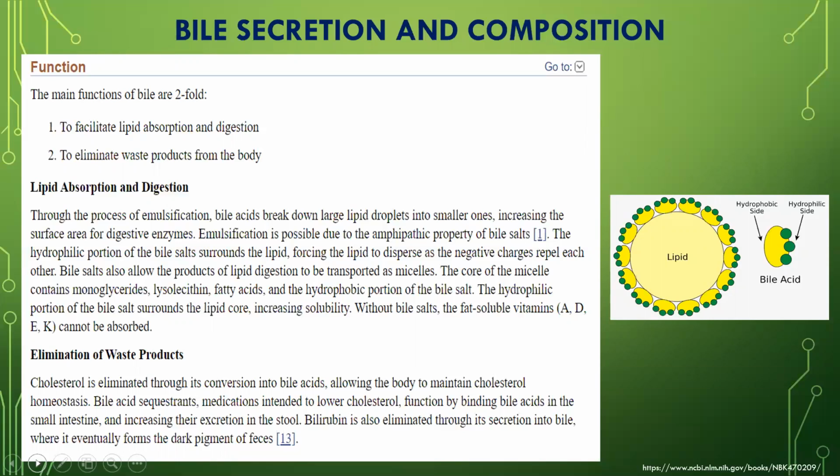Cholesterol is eliminated through its conversion into bile acids, allowing the body to maintain cholesterol homeostasis. Bile acid sequestrants, medications intended to lower cholesterol, function by binding bile acids in the small intestine and increasing their excretion into the stool. Bilirubin is also eliminated through its secretion into bile, where it eventually forms the dark pigment of the feces.